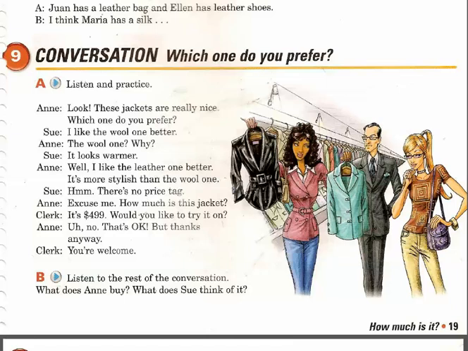If we have a long adjective like expensive, which has more than one syllable, in this case we can't add er to the adjective. We add more before the adjective itself. For example, we want to say that the leather jacket is more stylish, because the word stylish is long. The leather jacket, verb to be, is more stylish than the wool jacket.